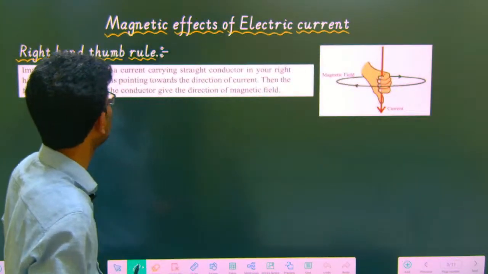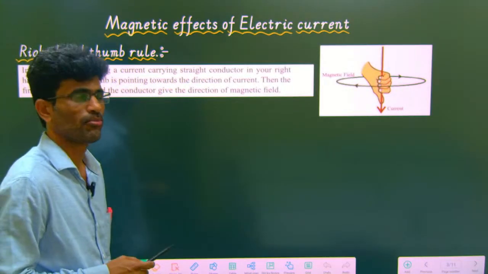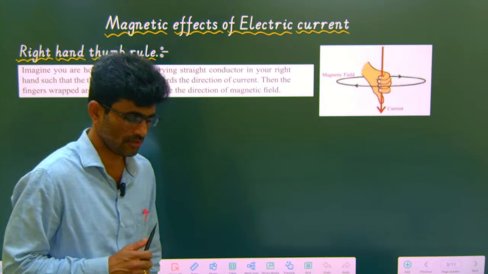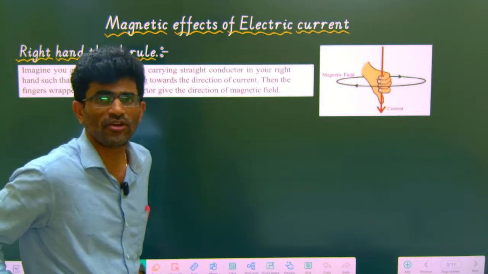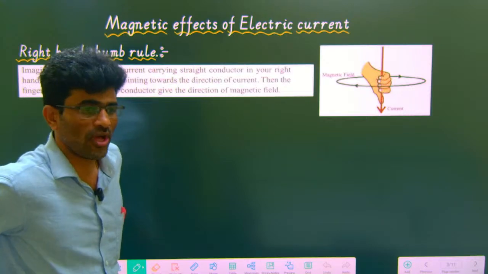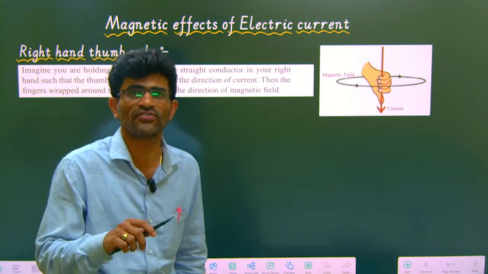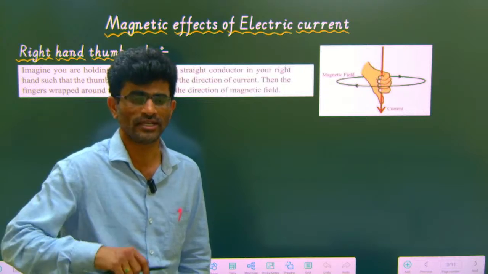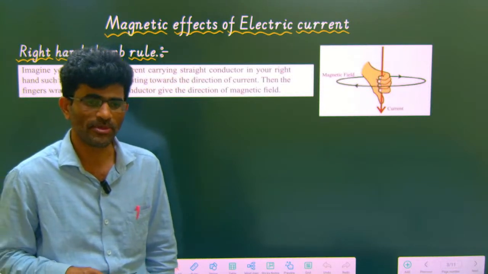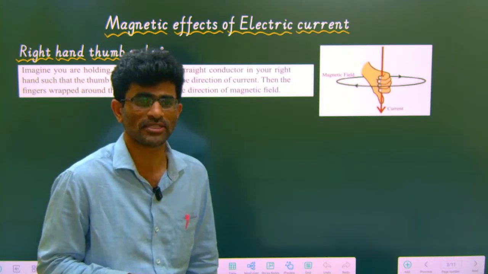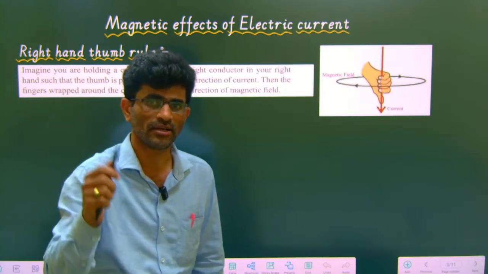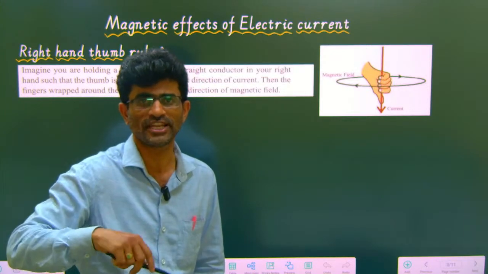This is the right hand thumb rule. This is also an important one. You have to know what the right hand thumb rule tells us. So till now we discussed only magnets. Now onwards we will discuss magnetic field due to current. Magnetic field produced due to current. How will a magnetic field be produced when current is passing through a conductor? When current is passing through the conductor, a magnetic field will be produced around the conductor.